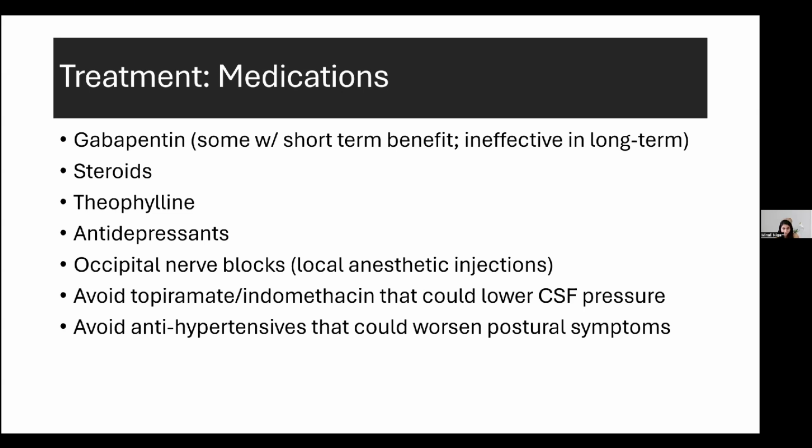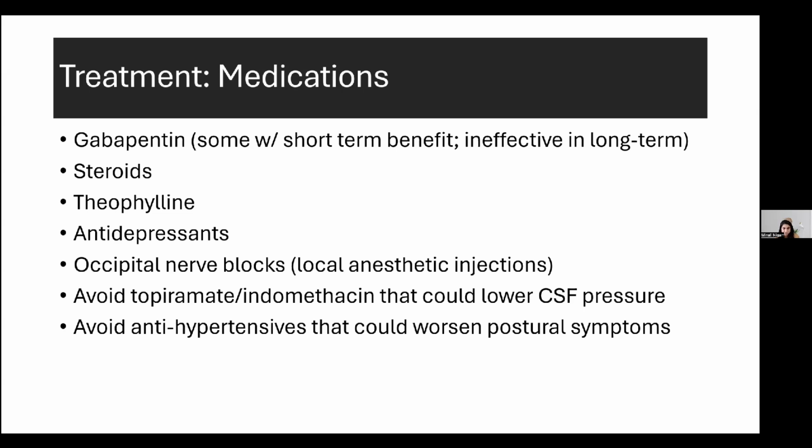We do try to avoid medications that could lower the CSF pressure. So specifically topiramate and indomethacin are 2 medications we try to avoid. And if possible, we try to avoid blood pressure medicines that could worsen some of the positional symptoms. But of course, we have to take each patient's clinical history into context. So depending on blood pressure goals, we may have to keep patients on certain blood pressure medicines, but it really depends on the situation.